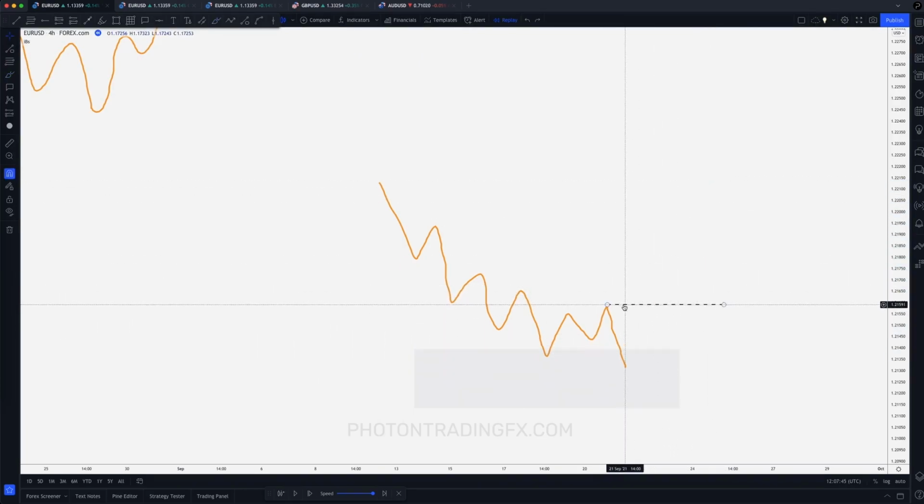But let me do the other example, just to show you when it's a little bit more, I don't want to say complex, but just slightly different. Let's say currently this would be our high at this point, because that was the last high that took out a low.